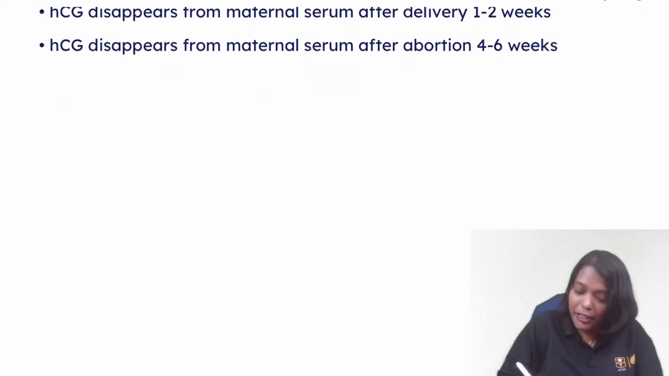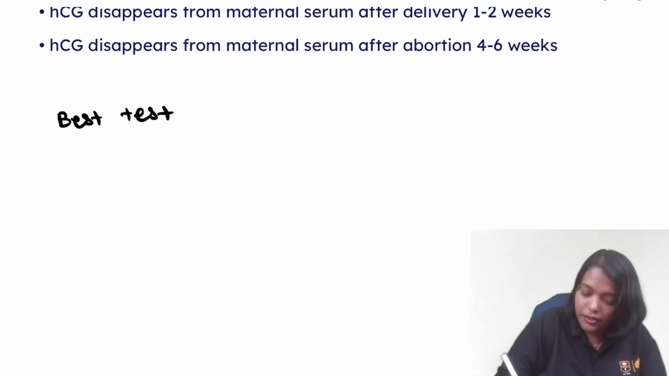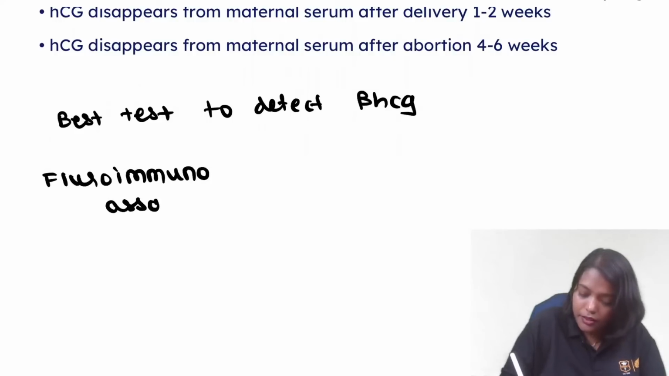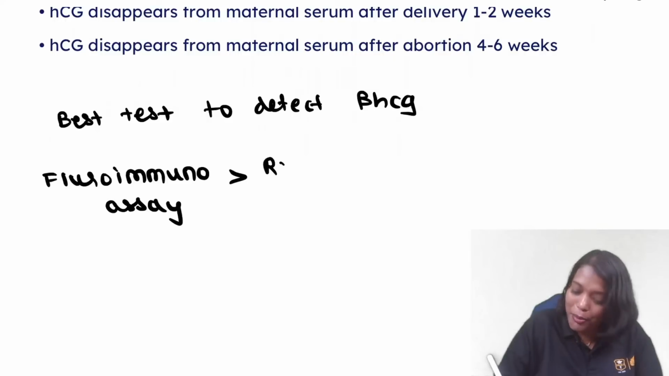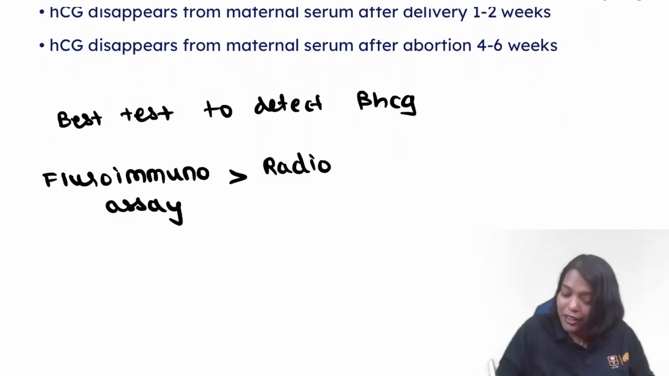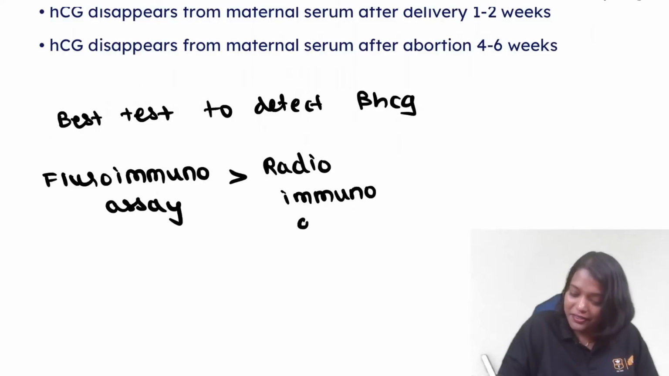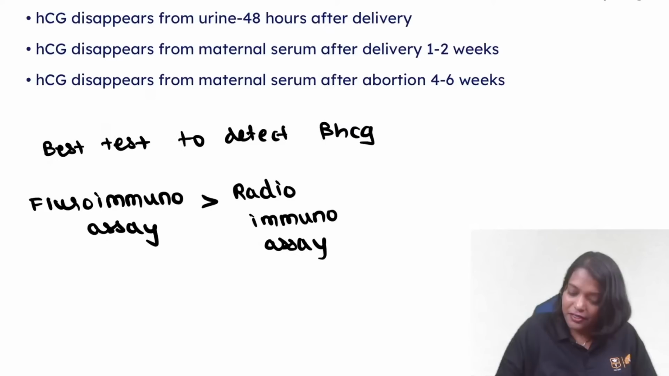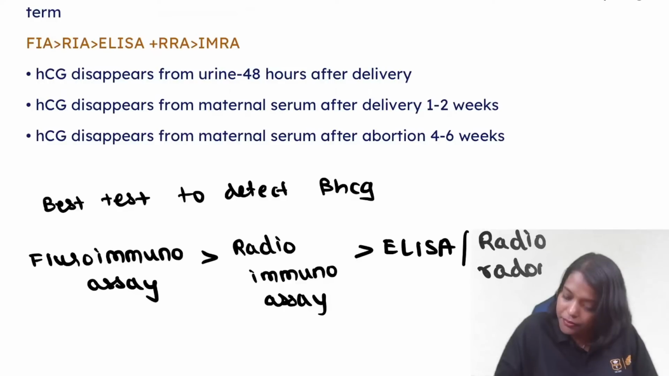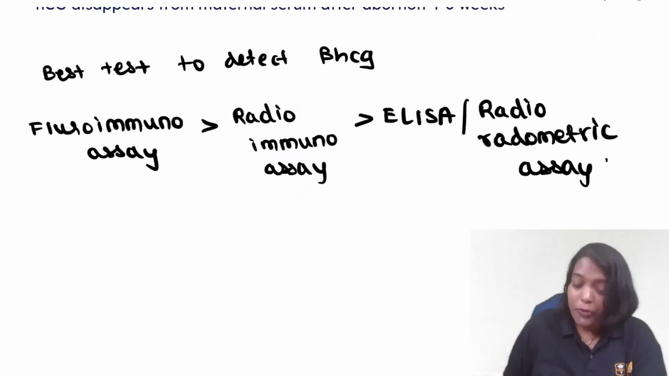So the best test to detect beta HCG is fluoroimmunoassay followed by radioimmunoassay. So what we are doing, that sandwich ELISA, is not the best. So the best test is fluoroimmunoassay followed by radioimmunoassay, followed by ELISA, or the radiometric assay. Last is immunoradiometric assay. That much is okay. This much you remember.